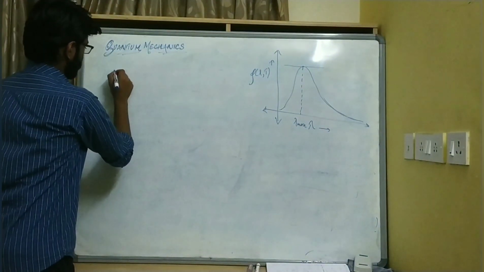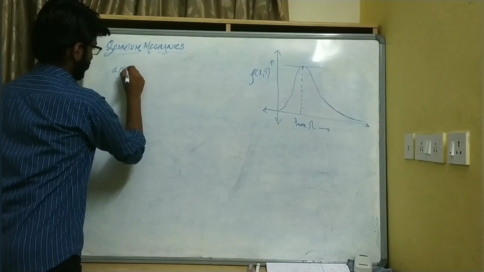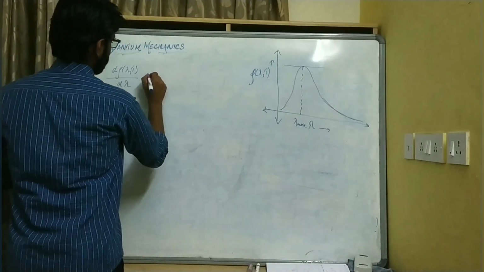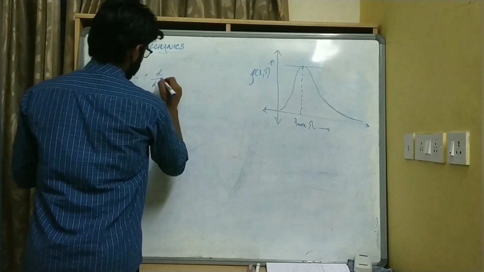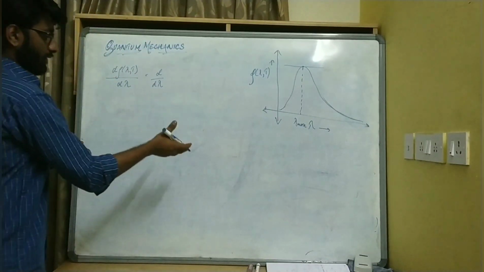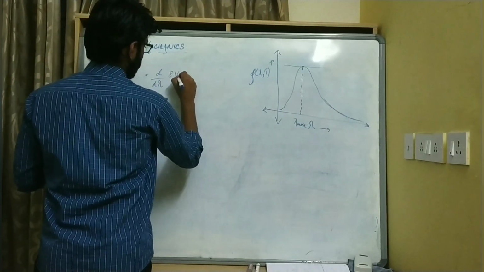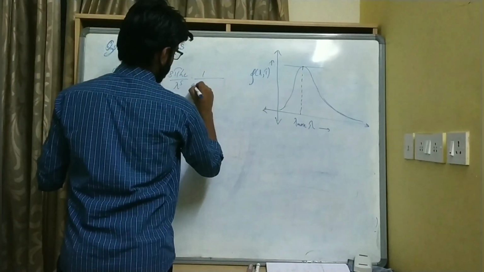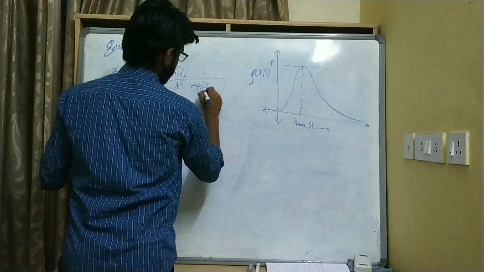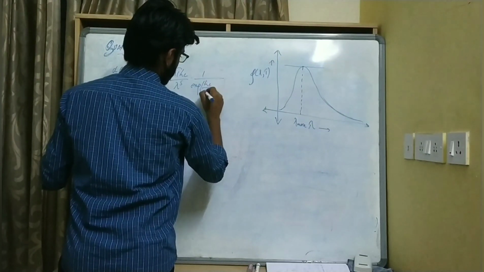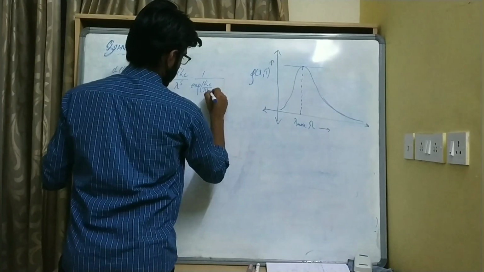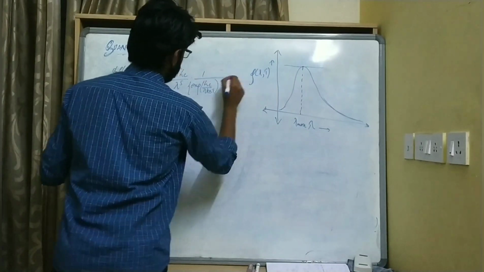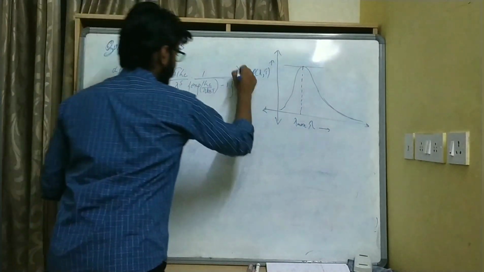So if you take the derivative of rho with respect to wavelength, using the expression as obtained by Planck, 8 pi hc by lambda to the power 5 into 1 by exponential hc by lambda kB T minus 1. So this is the expression. We need to take a derivative of this.